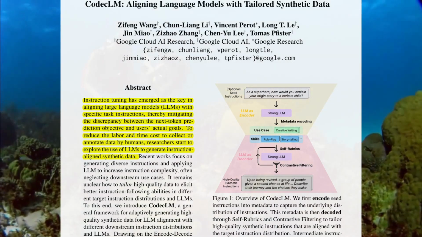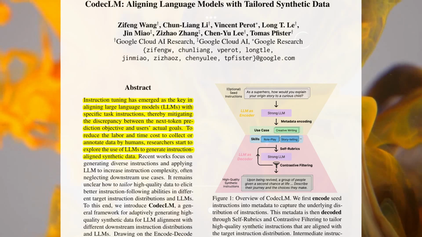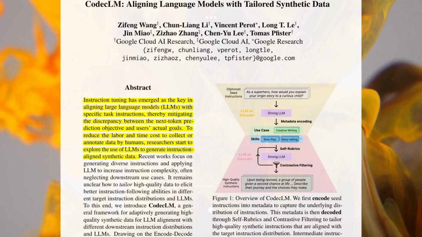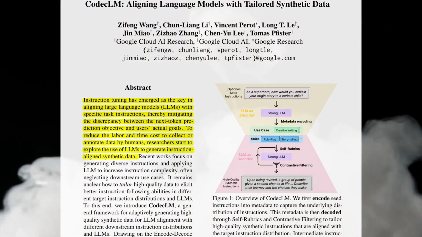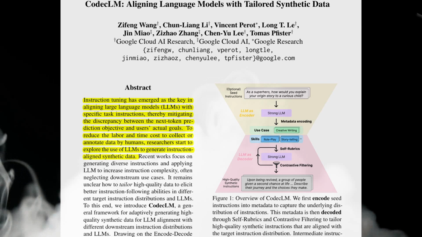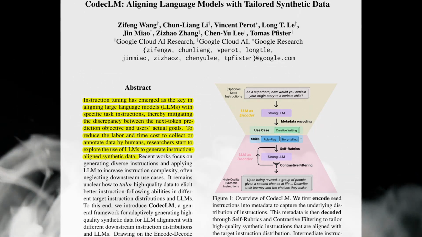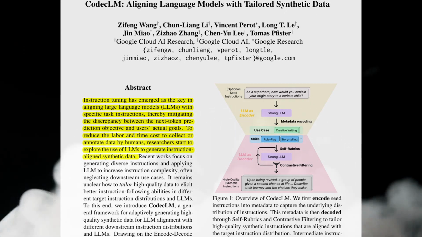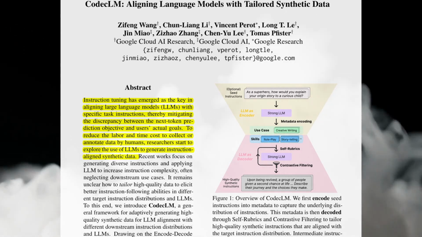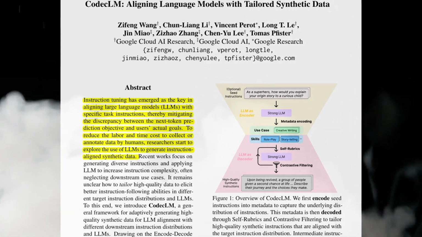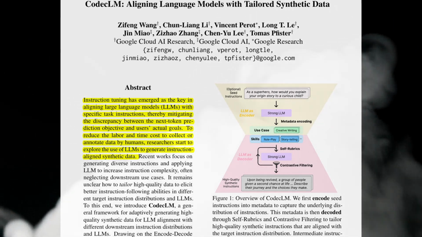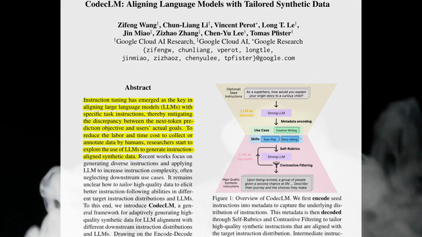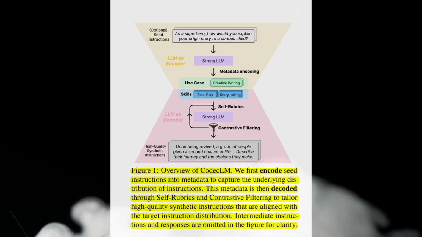CodecLM leverages an encode-decode architecture to transform seed instructions into metadata, capturing essential characteristics of the desired instructions. This metadata, consisting of keywords reflecting the instruction context, guides the synthetic data generation to align closely with the target instruction set. The framework employs two innovative components during the decode phase: self-rubrics and contrastive filtering. Self-rubrics enable the dynamic adjustment of instruction complexity based on the metadata, refining the synthetic instructions to increase their utility for specific LLM training goals.